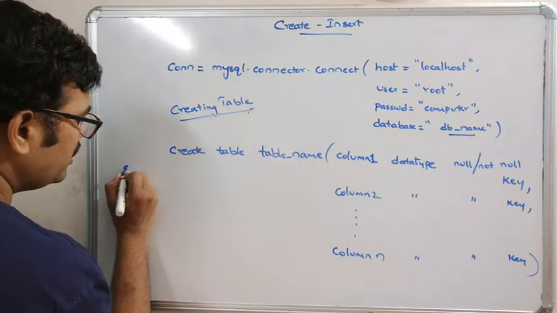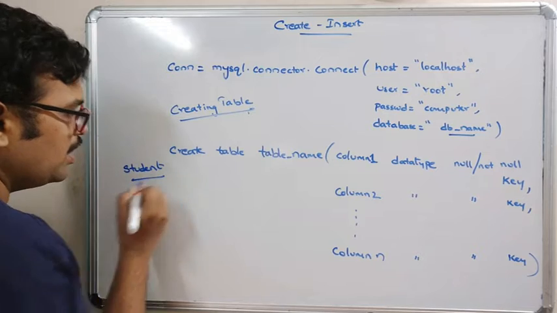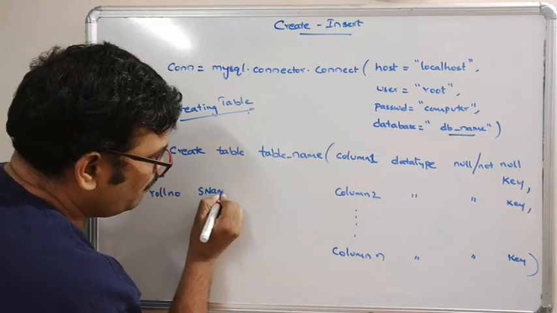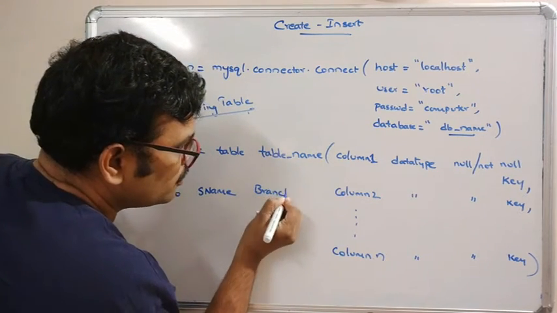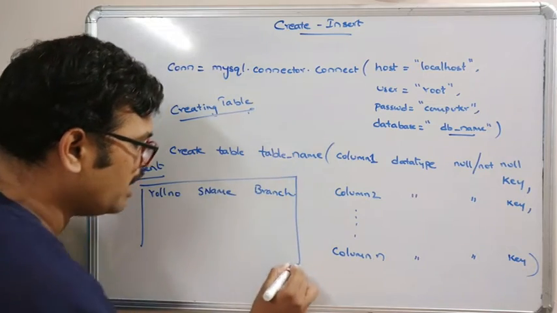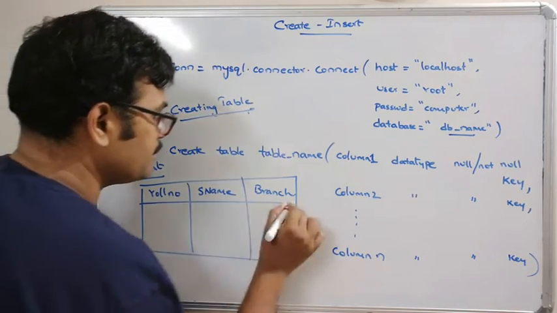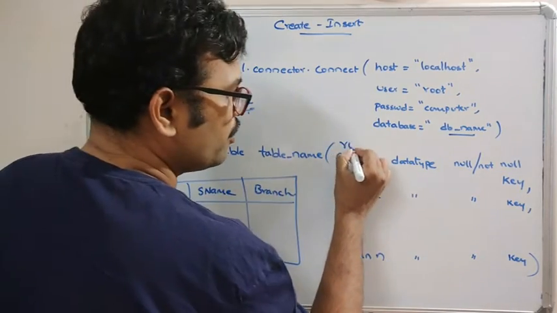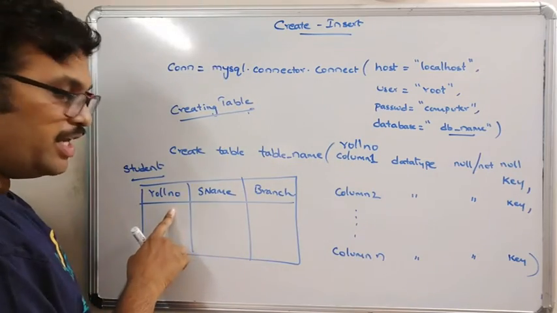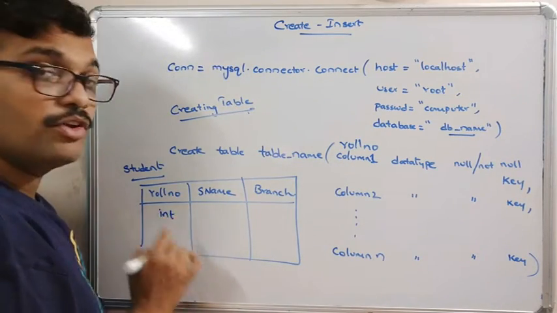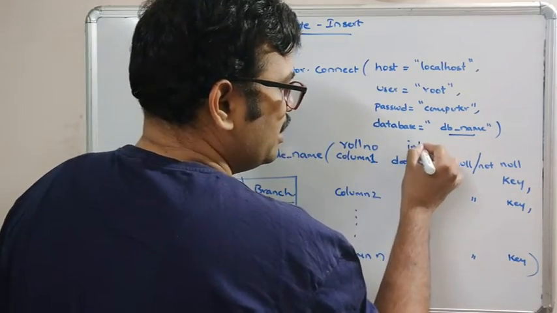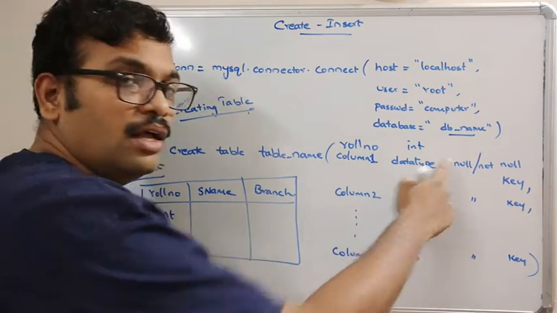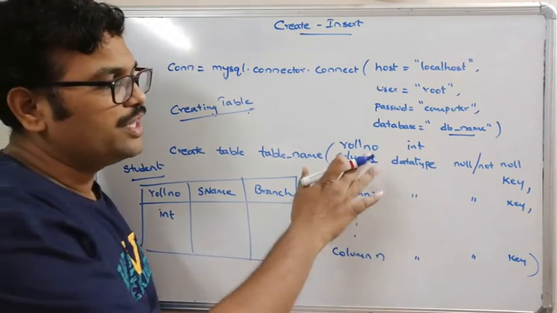For example, take the student table. I need to give a roll number, a name, and a branch. So my table consists of three columns. The first column I would like to write here is roll number, and the data type for roll number is integer. I will go with integer, and I have to give null or not null. If you give null, the record will be accepted even if you are not giving this roll number.